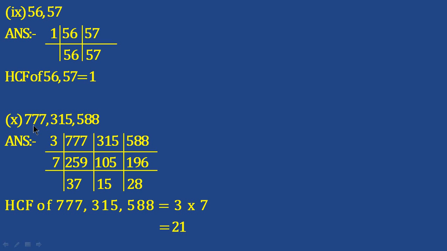Now again we'll take three numbers together, 777, 315, 588. Here first we begin with 3. 3 259s are 777, 315 will give 105, 588 gives 196. Then again 7 is the common factor, leaving 37, 15, 28. Now you see 3 and 7 both are common. So the highest common factor for these numbers will be 3 into 7, that is 21.